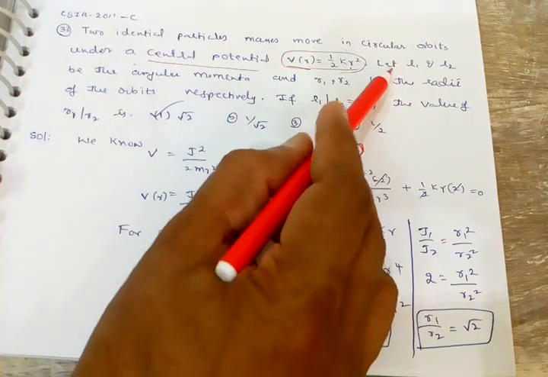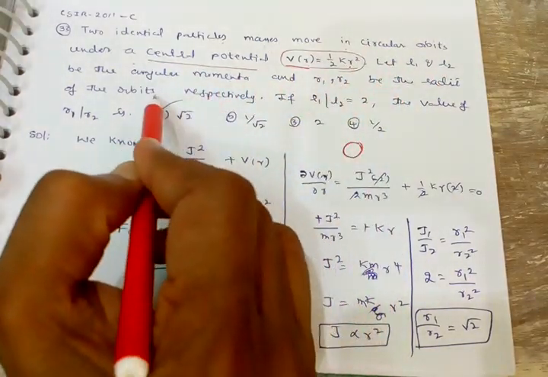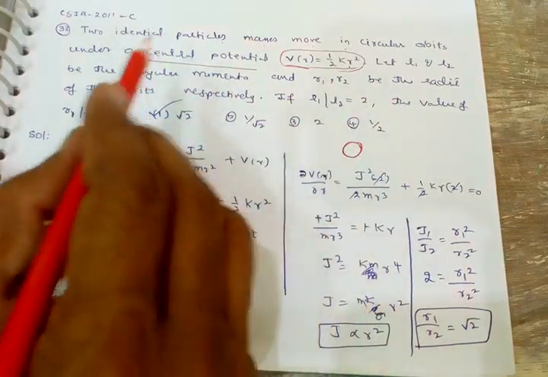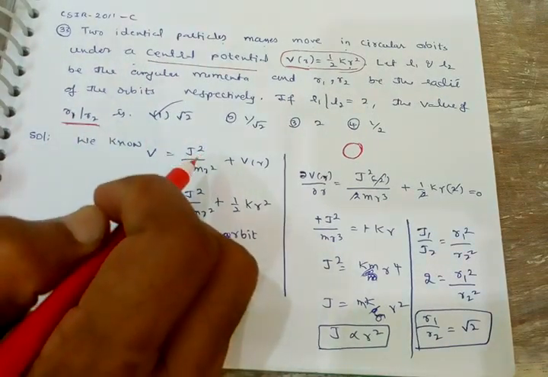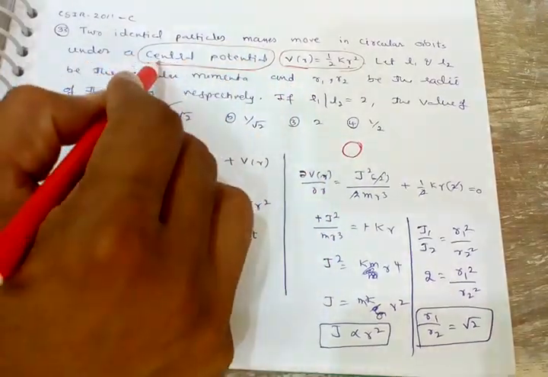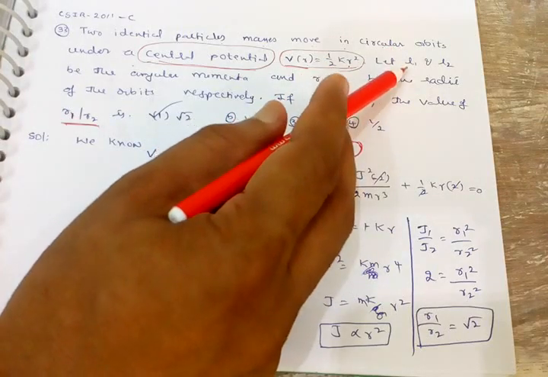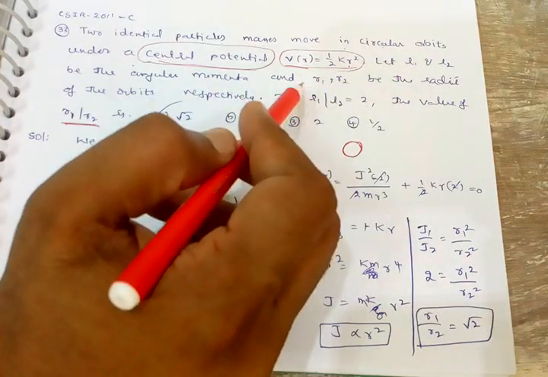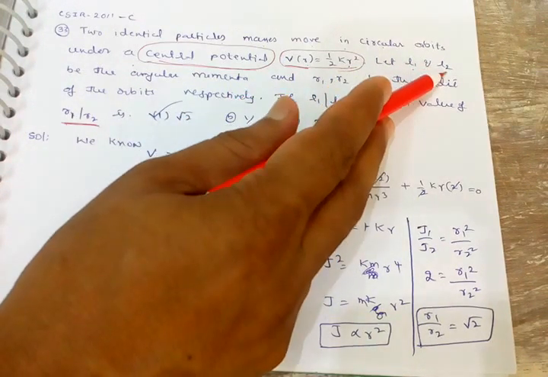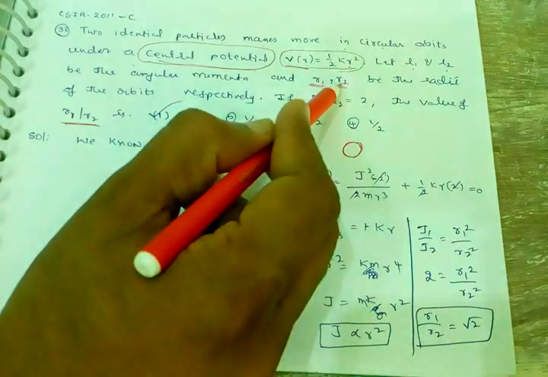Next, let L1 and L2 be the angular momenta and R1 and R2 be the radii of the orbits respectively. If L1 by L2 equal to 2, the value of R1 by R2 is? So the question is that two particles are under a central potential, forming two circular orbits. L1 is the angular momentum of the first particle, L2 of the second particle. R1 is the radius of the first particle, R2 of the second.